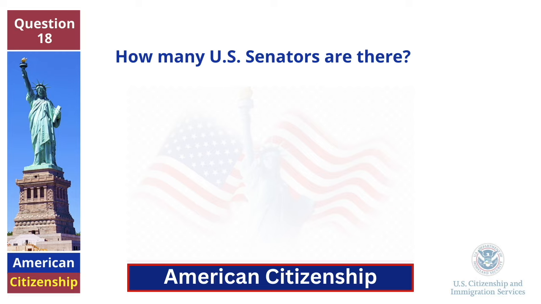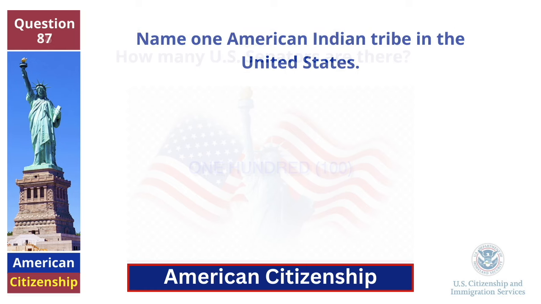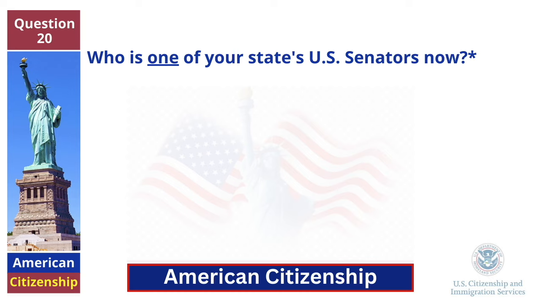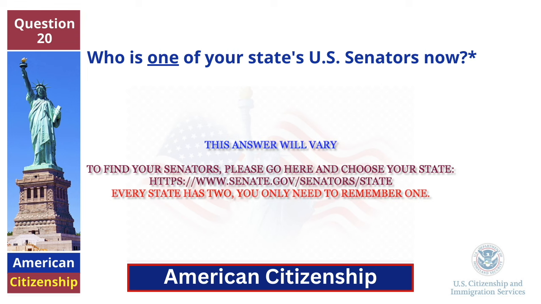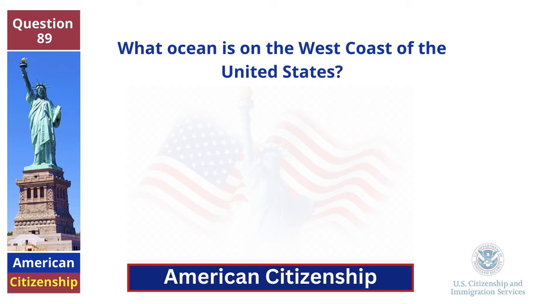How many U.S. senators are there? 100. Name one American Indian tribe in the United States. Cherokee. Who is one of your state's U.S. senators now? What ocean is on the west coast of the United States? Pacific Ocean.